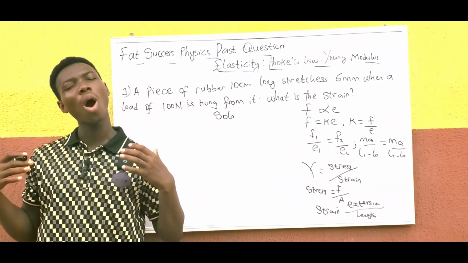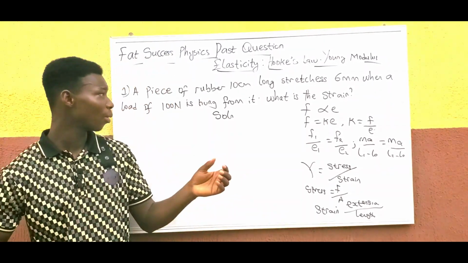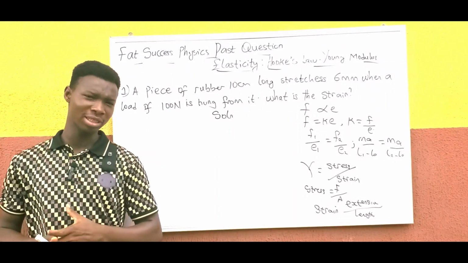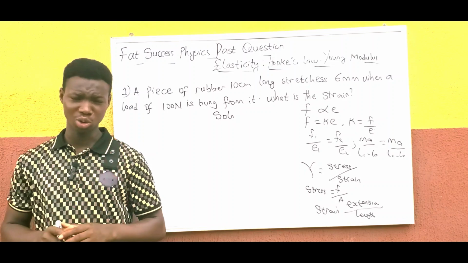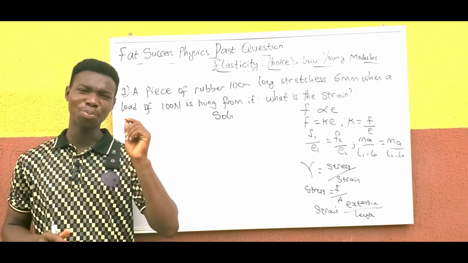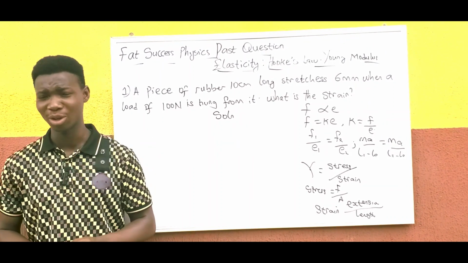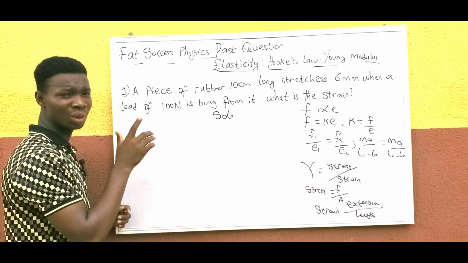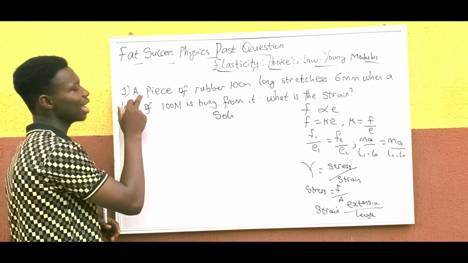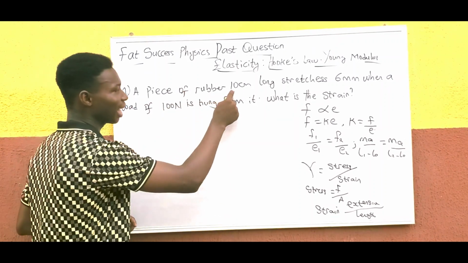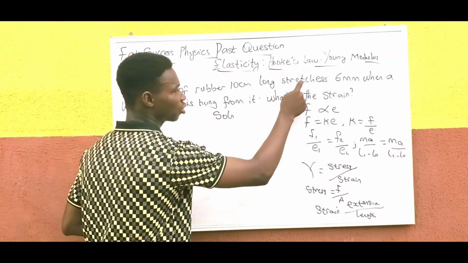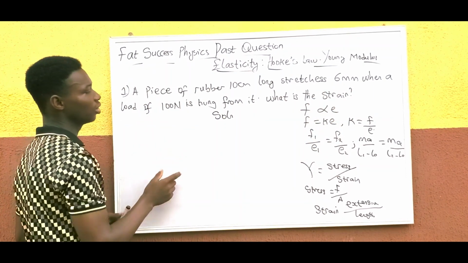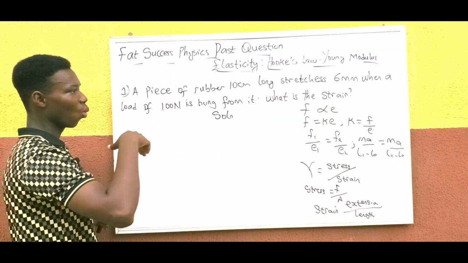The question says, what is the strain? So from here, I advise most students whenever they are solving questions in physics, the first thing they should do is to never forget to write out the parameters, the given values from the question. So we have to pick the given values according to the way the question is given. The question says, a piece of rubber 10 centimeter stretches 6 millimeter when a load of 100 Newton is hung from it. What is the strain?